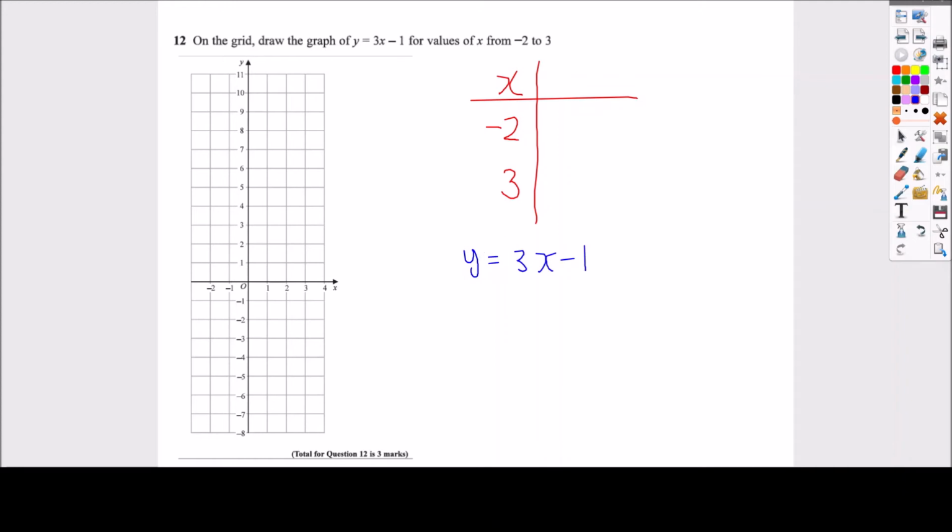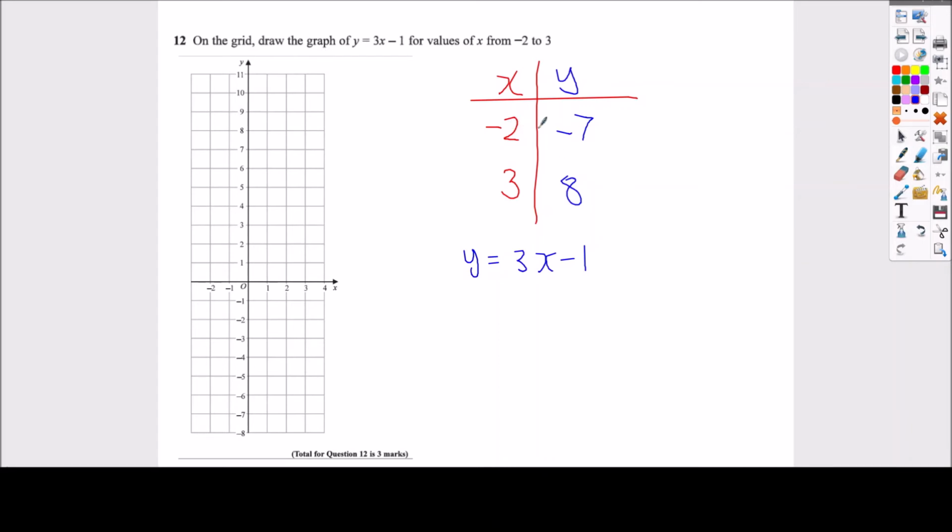So to work out the y coordinate, you take the x coordinate and you times it by 3 and you take away 1. So minus 2 times 3 is minus 6. Minus 6 take away 1 is minus 7. And for the second coordinate, when x is 3, 3 3s are 9, 9 take away 1 is 8. So we can just plot these two coordinates, which are the 2 points at the ends of the line.